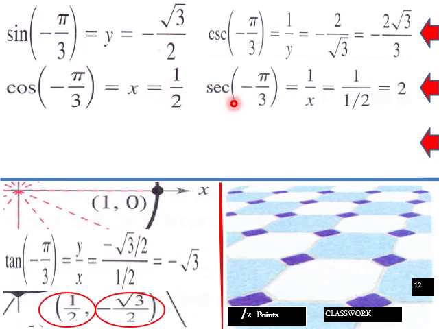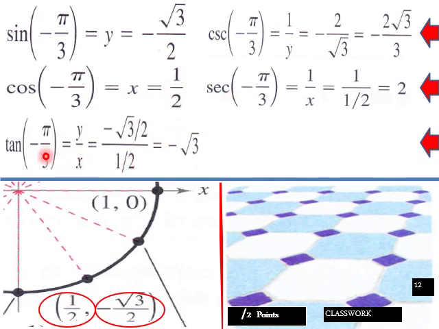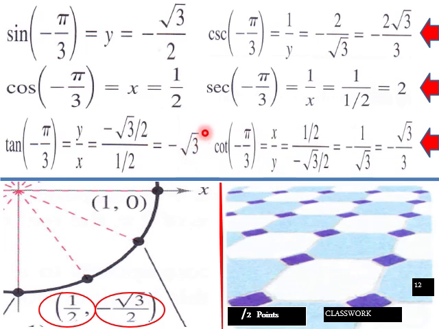And then the tan of negative pi over 3 would be y over x. So that would be negative square root of 3 over 2 over a half, which comes out to negative radical 3. And the cotan would be the reciprocal of that, 1 over negative square root of 3, and then you rationalize your denominator and you come up with negative square root of 3 over 3.